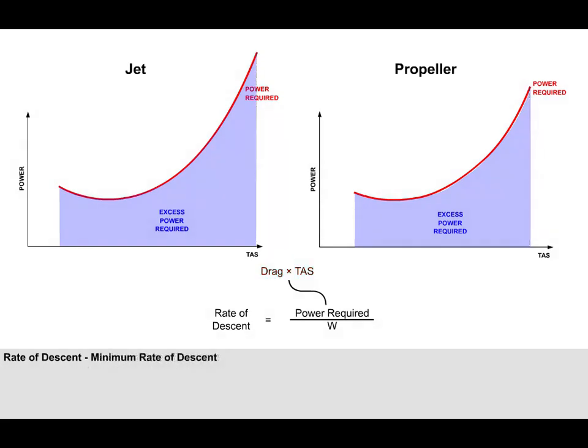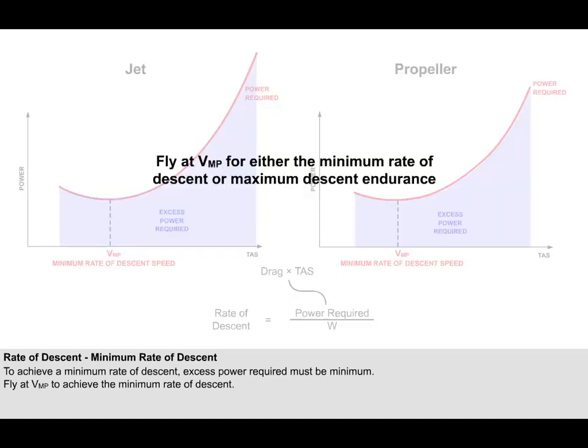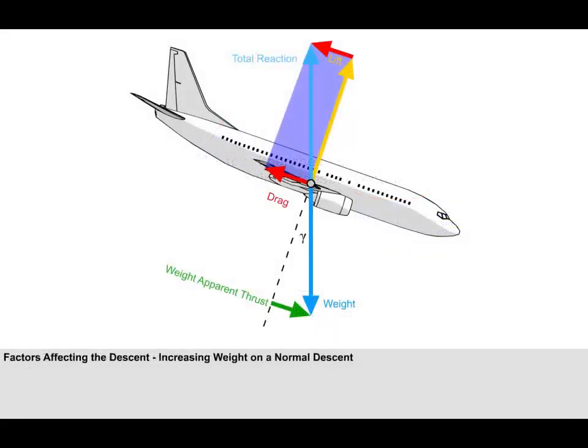If it were the aim to descend at the lowest rate of descent, the aeroplane would need to fly at a speed that gives the minimum excess power required. On the graphs, this point is plain to see. In fact, it is found at the very bottom of the power required curve. You may recall that this speed is called VMP. So to lose height at the slowest possible rate of descent, the aeroplane would need to fly at VMP. The lowest rate of descent is also known as maximum descent endurance, which essentially means the aeroplane will take the greatest time to descend. Let us now examine what factors will affect and modify the angle and rate of descent.